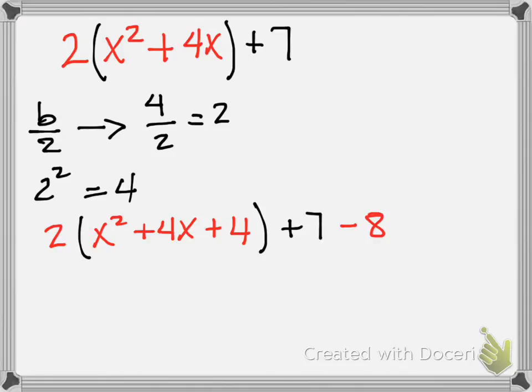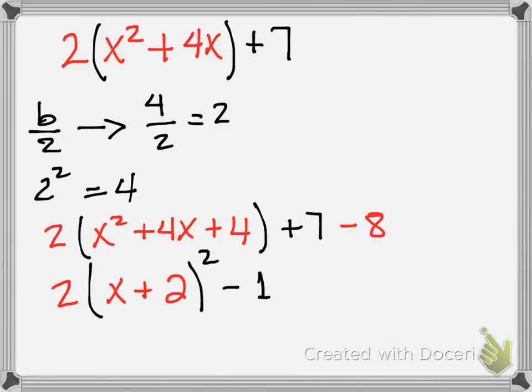Now, at this point, look at inside the parentheses. Inside the parentheses, you can factor this. If you factor this, you get x plus 2 and x plus 2. It becomes a perfect square. So since it becomes a perfect square, I rewrite this like this.